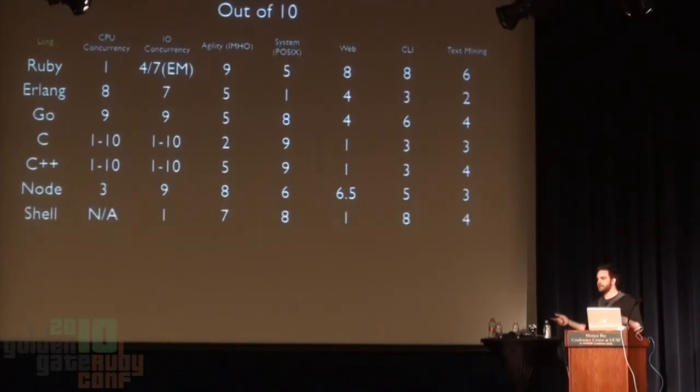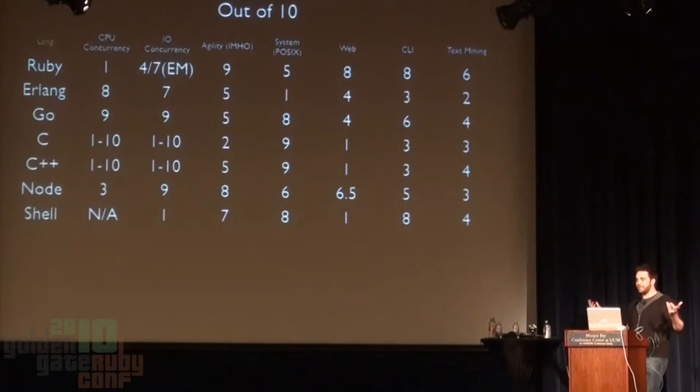Shell, Ryan's going to talk about Shell tomorrow. I highly suggest all of you show up for that talk. IO concurrency, pretty low. Agility, but the CPU concurrency, that's not applicable. And you'll learn more about that tomorrow in his talk. System support, obviously it's high. And Web 8 for text mining. So text mining is actually pretty awesome. I mean, if you're using sed and all those things, but that's not really shell, that's sed, right?